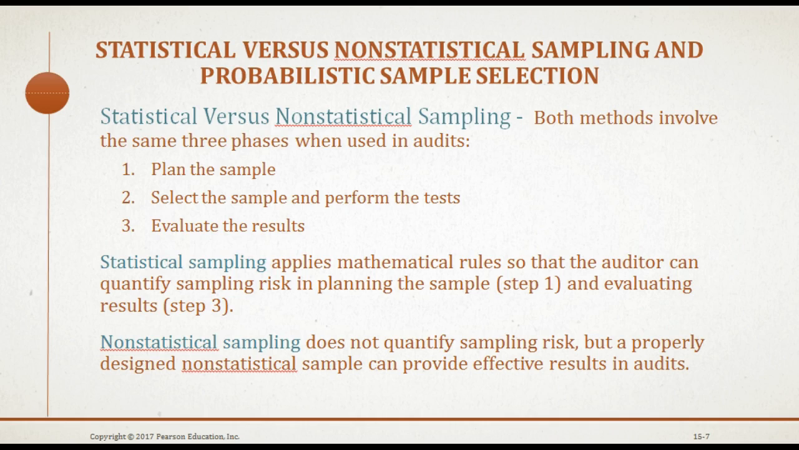Statistical sampling applies mathematical rules so that the auditor can quantify sampling risk in planning the sample, which is step 1, and evaluating results, which is step 3 of the three phases when used in audits. In contrast, non-statistical sampling does not quantify sampling risk, but a properly designed non-statistical sample can provide effective results in audits.